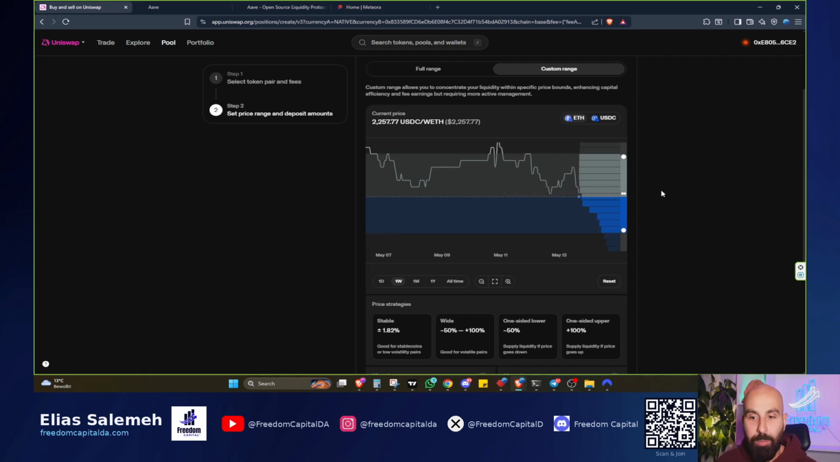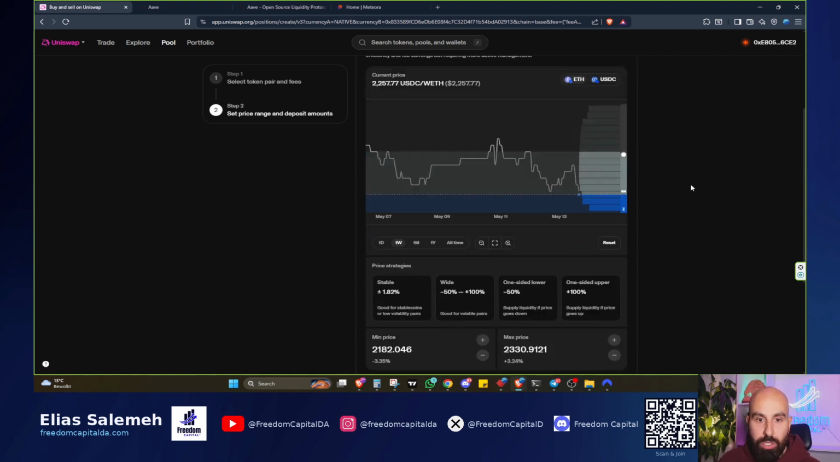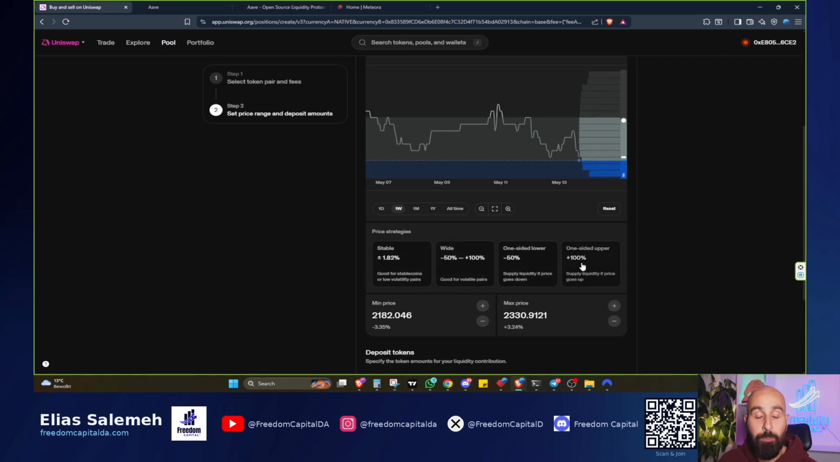Let's take a real example. So if we choose the custom range, of course, these are the options that Uniswap provides you, but you can also adjust them to best fit whatever you want. So right now we are zoomed out on the 1 week, and we can clearly see that the price of Ethereum for the past week has been ranging between 2,373 all the way to the current price, which is around 2,262. This is where the price range of Ethereum is sitting.